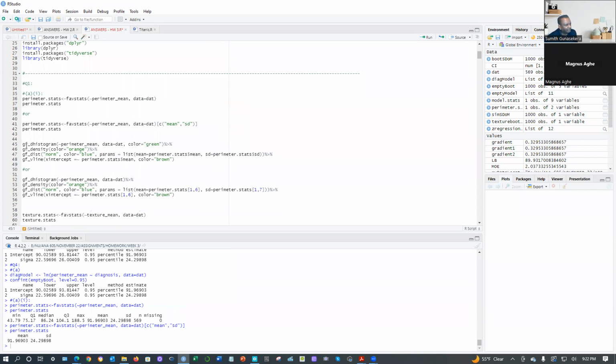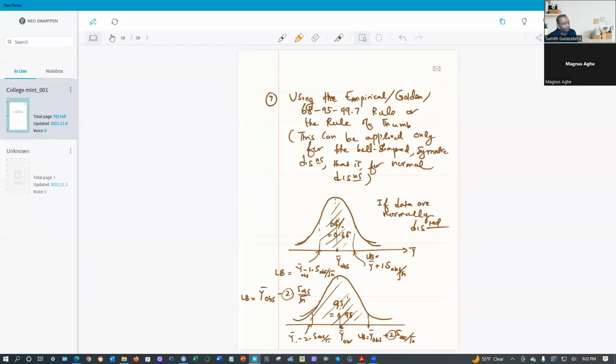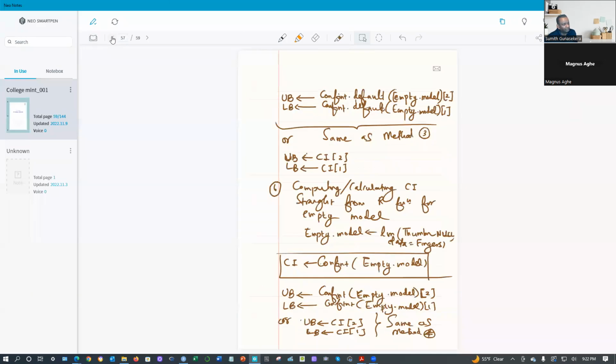I'm going to run the parameter stat, the mean, its favorite statistics. Then I want to draw that histogram. I'm using the D histogram, density histogram, perimeter mean, data dat. I put a color and it's linked to that density. I'm drawing that density curve as well. Density curve means this one. Sorry, let me show you.